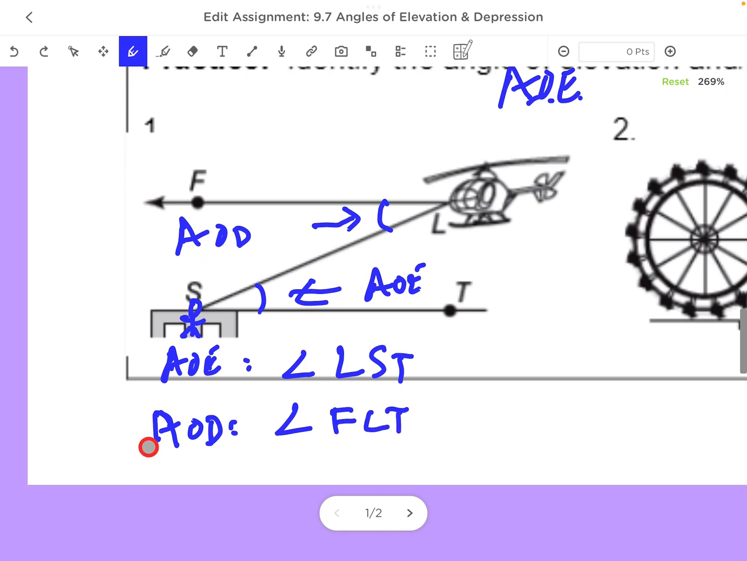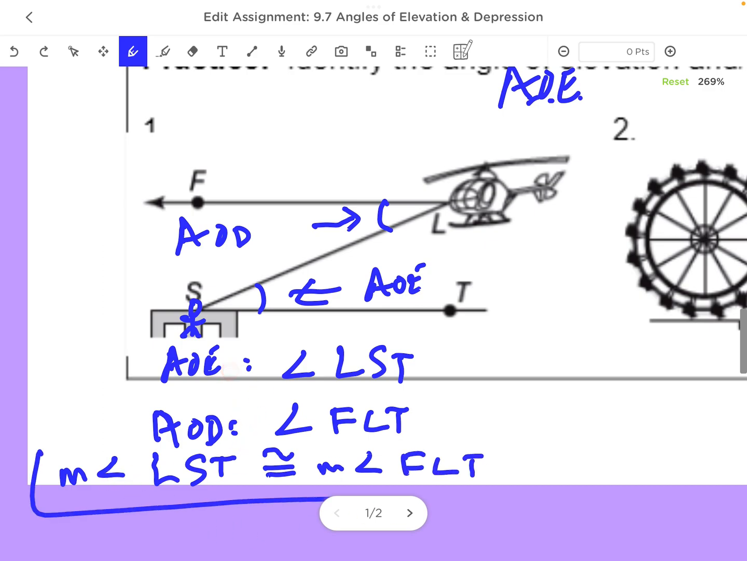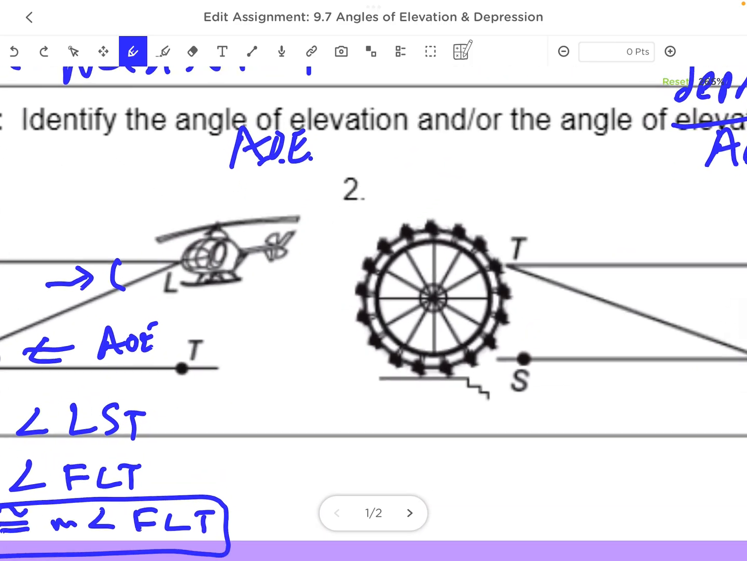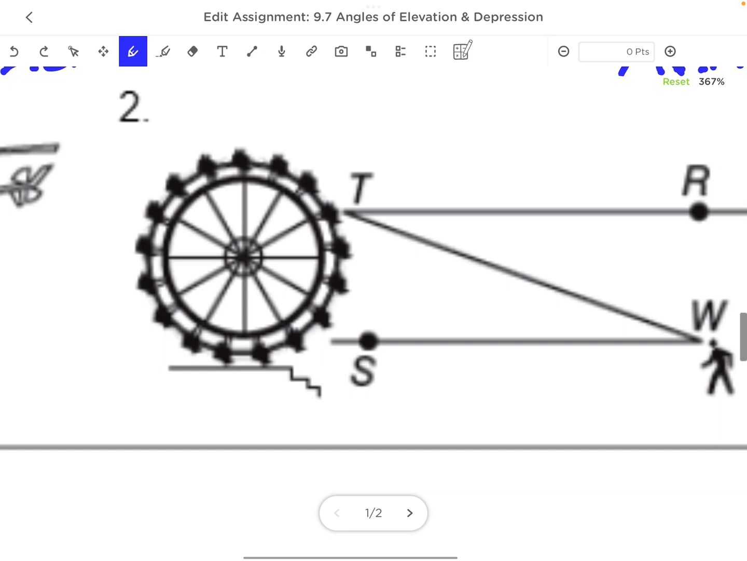So what does that tell us? Let's write this out. The measurement of angle LST is congruent with the measurement of angle FLT. Okay, so those are congruent. That's what we want to take from that. Angle of elevation and angle of depression are the same. All right, so thinking about this one, go ahead and do this. AOE and AOD. Tell me angle of elevation, angle of depression.